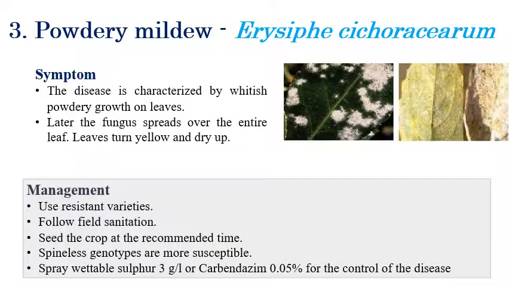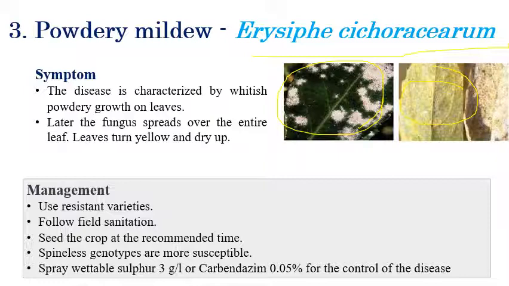Coming to the next one, powdery mildew, which is caused by Erysiphe cichoracearum. The name itself indicates white color powdery growth can be seen on the leaves. Initially seen on the lower surface of leaves, later it spreads to the entire leaf. After this powdery growth, we can also see yellow discoloration and drying of leaves.